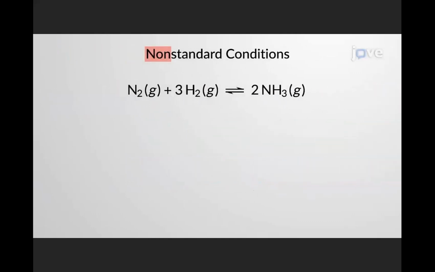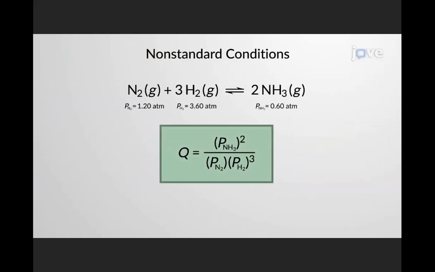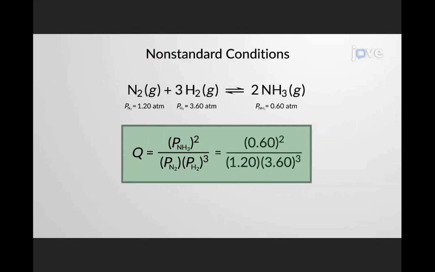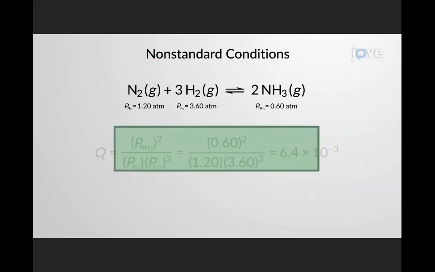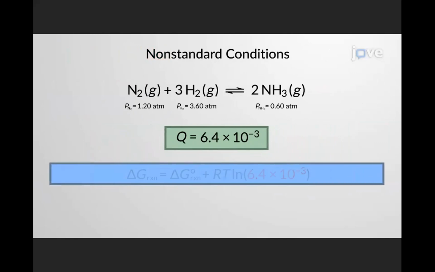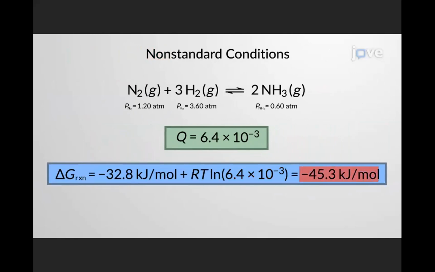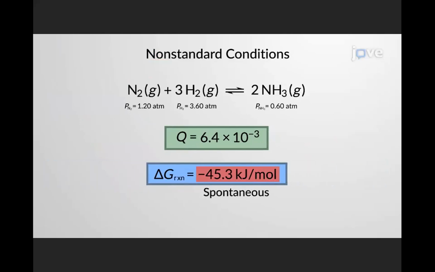Under non-standard conditions, the components of the reaction mixture may initially have partial pressures of 1.2 atmospheres of nitrogen, 3.6 atmospheres of hydrogen, and 0.60 atmospheres of ammonia. As before, the reaction quotient can be determined from the values for the partial pressures. Substituting for Q into the equation, the free energy for the reaction is negative 45.3 kilojoules per mole, indicating a spontaneous reaction in the forward direction.